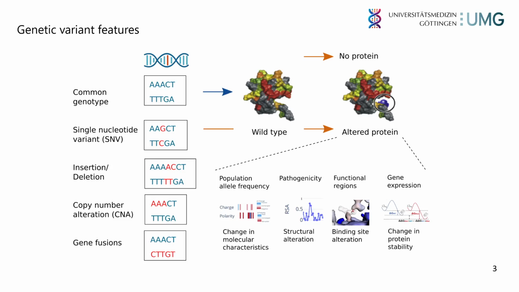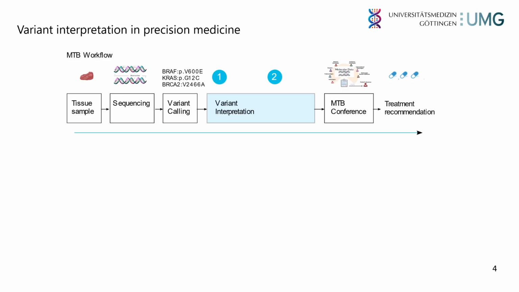We also calculated the change in molecular characteristics, the structural alteration, the change in the binding site, and the change in protein stability. Here you can see how this information is actually used to improve the treatment of a cancer patient. In a molecular tumor board, we have a tissue sample of a patient, which is sequenced, and the variants compared to the reference genomes are identified. The variants are then annotated and interpreted, and the results are then discussed in the MTB conference for each patient individually. The MTB finally makes a treatment recommendation for patients based on their molecular profiles.